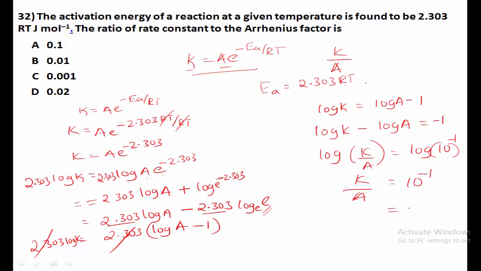So what is 10 raised to minus 1? It is nothing but 1 divided by 10. So you will get 0.1. That is the ratio of rate constant to the Arrhenius factor. So option A is the right one.